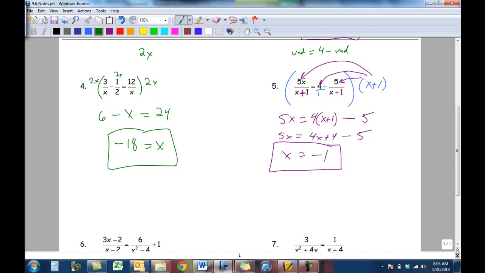So here's the thing. If it makes the denominator 0, it cannot be a solution. All right? So while it worked out for us to be x is equal to negative 1, that's actually an extraneous solution, and our final solution is no solution. All right? If it makes the denominator 0, it cannot be a solution.